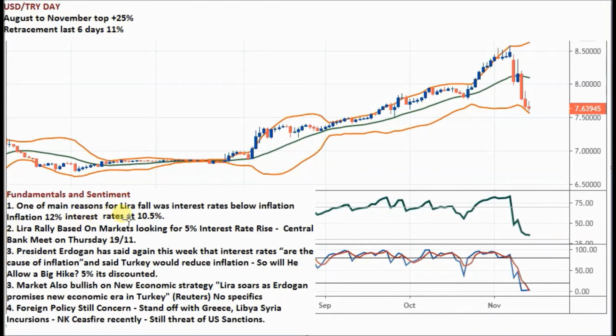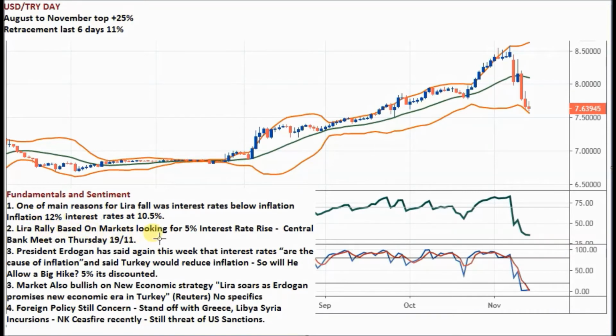But one of the main reasons for the lira fall or the USD rise was interest rates were below inflation. Inflation in Turkey at 12%, interest rates at 10.5%. Ideally, if you want to contain inflation, you put the interest rate above inflation. The Central Bank of Turkey didn't do that. The USD went up. Okay. Now, why has the lira rallied and pushed the USD down?